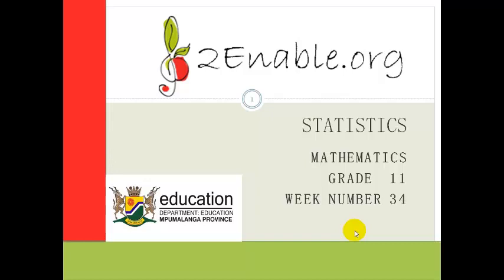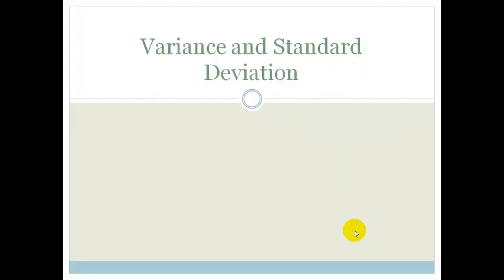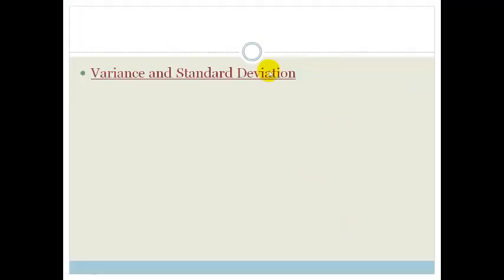In this lesson, we're going to be learning about variance and standard deviation. In the last video, we talked about different ways to represent the central tendency or the average of a data set. What we're going to do in this video is to expand that a little bit to understand how spread apart the data is as well.